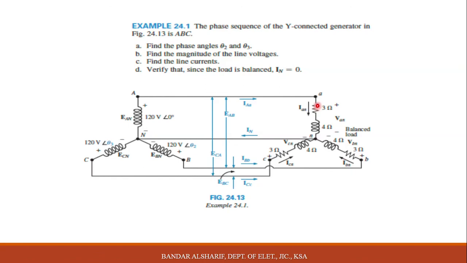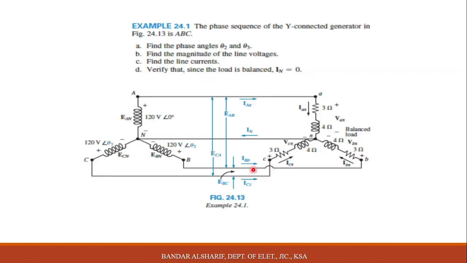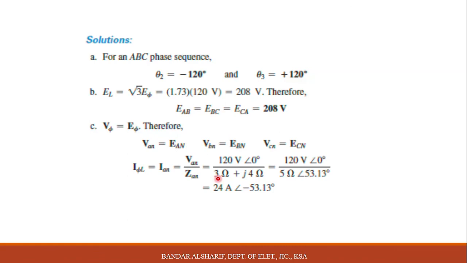The value for the resistor is 3, and here 3, and here 3. The inductor is 4 ohm, and here 4 ohm, and here 4 ohm. Then for each phase, the impedance equals 3 plus j4, since it is an inductor. If it were a capacitor, we would say 3 minus j4. Then 120 with angle 0, see, it's given, divided by the impedance, you will get the value 24 ampere.